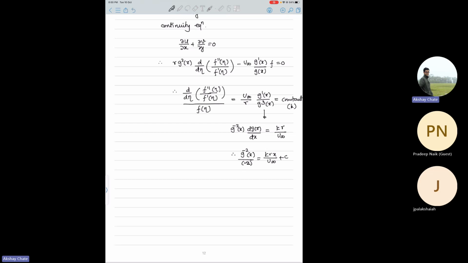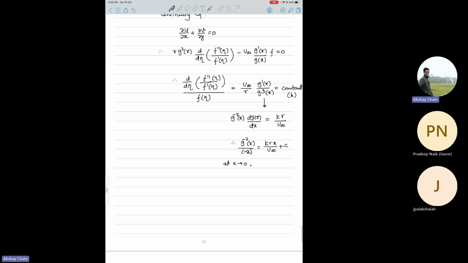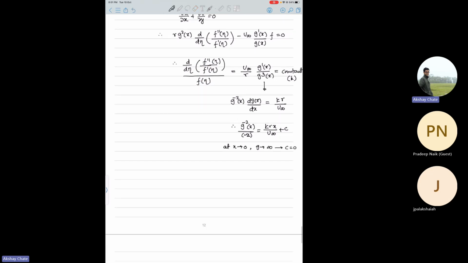and at x approaching 0, your g should approach infinity. Because typically at x equal to 0, your delta approaches 0, but here g is 1 by delta, so it should approach infinity. And if you do that, you get c equal to 0, and then you get g square as minus u infinity upon 2k gamma x.